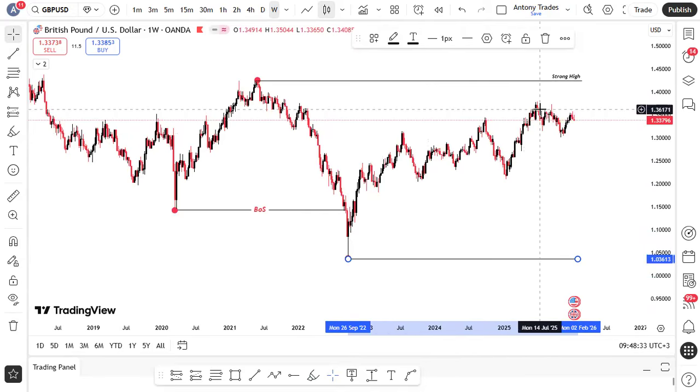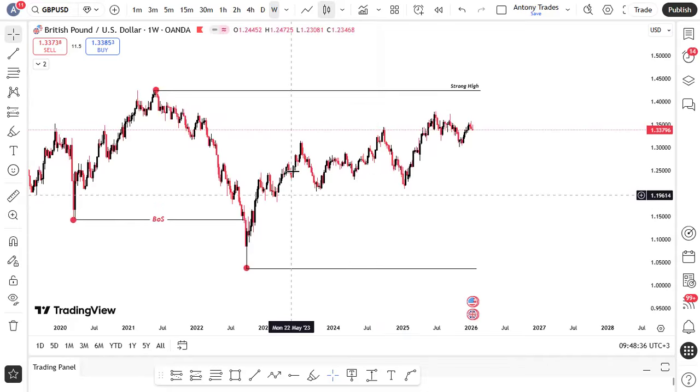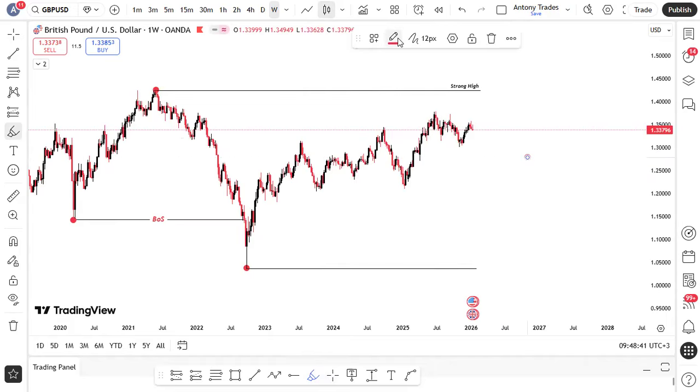Now, if we look at the internal structure, let me mark the internal structures. Let us read the market structure internally. We have higher high, higher low, higher high, higher low, higher high, higher low, and this is the recent higher high. So the internal structure is still bullish until we have a change of character. That is from the weekly time frame.